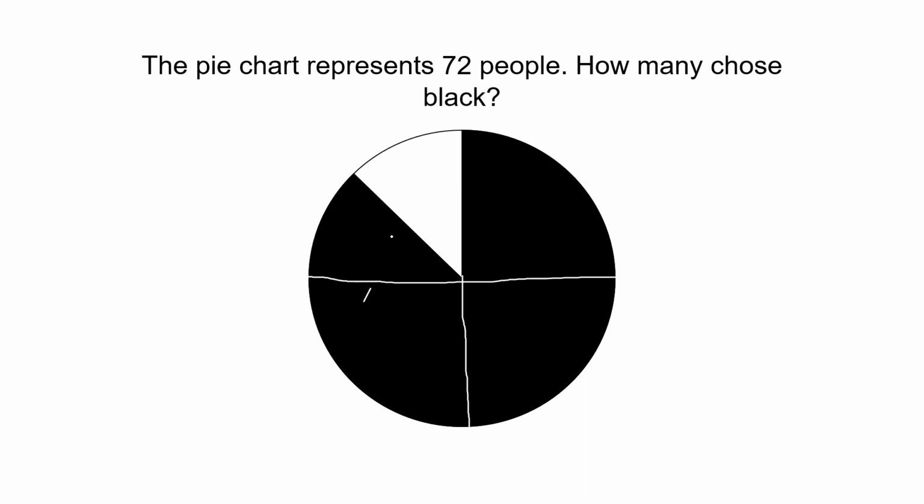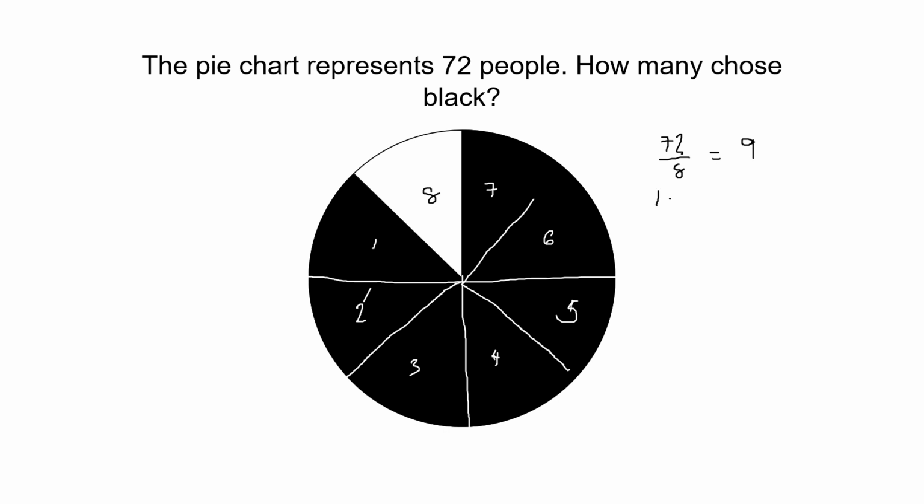So if I was to write out our sections, we've got 1 section, 2 sections, 3, 4, 5, 6, 7, and 8. Okay, and we know that there's a total of 72 people, and our circle is split up into 8 sections. So we're going to have to do 72 divided by 8. And 72 divided by 8 gives us a total of 9. So 1 section of our circle is equal to 9.